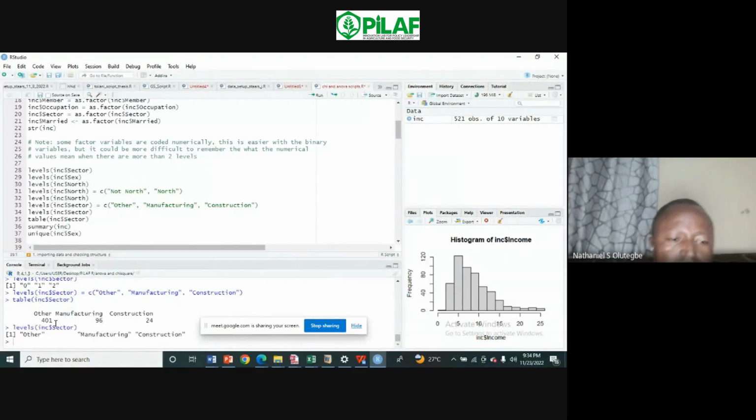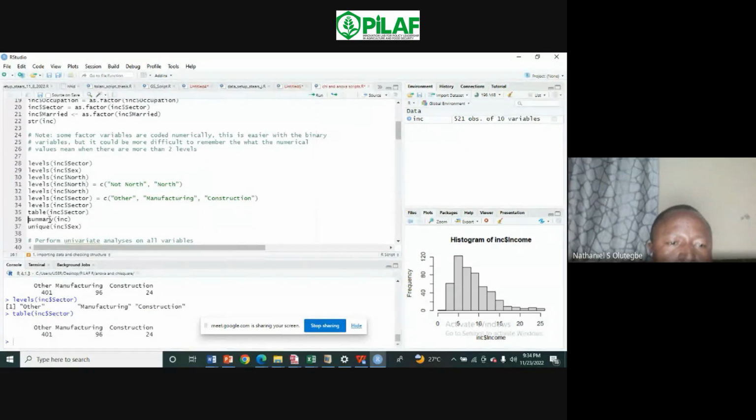Okay, you know that you have these levels now. And of course, you want to do a count per category. You table and index your variable of interest in the data set, which is INC, and it gives you the count per the different categories within that particular variable.